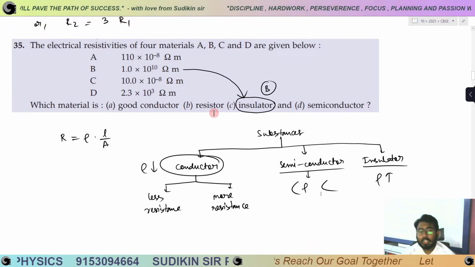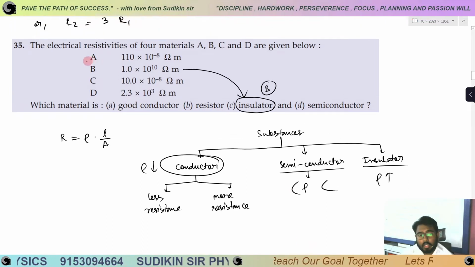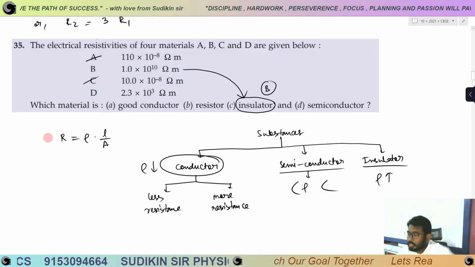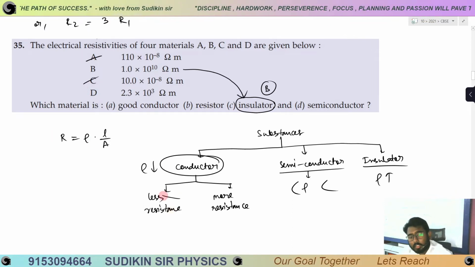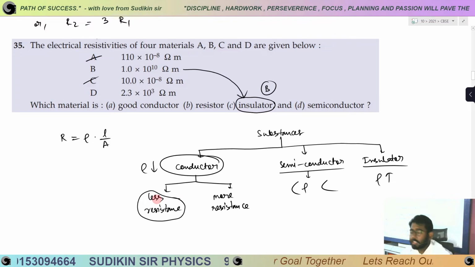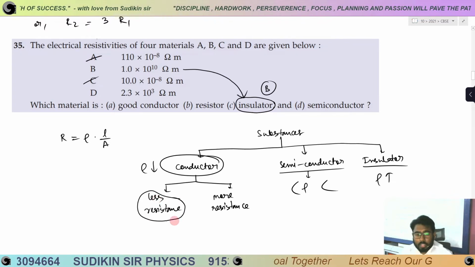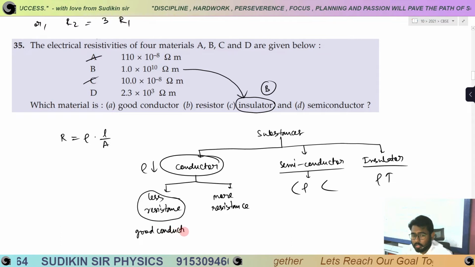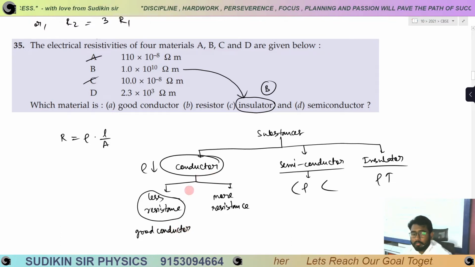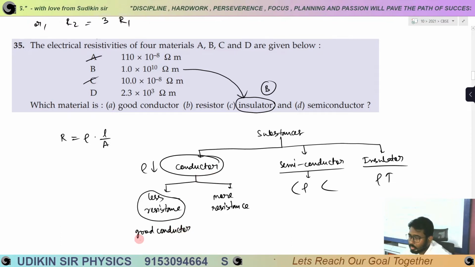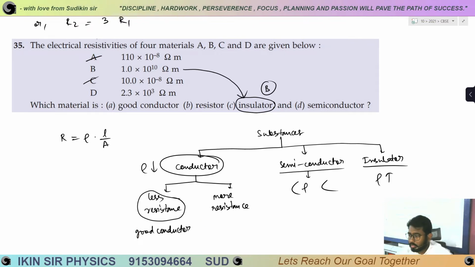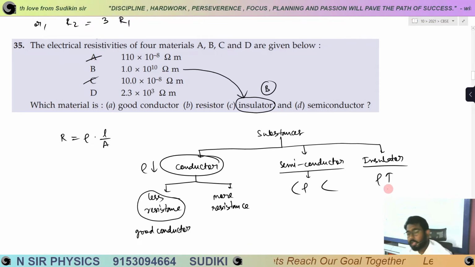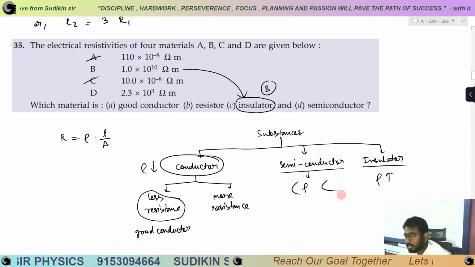So what are the minimum resistivities? See, A and C have the minimum resistivity. Now if the resistance is least, that means in this case the resistivity will be least. So that means it will be a good conductor, right? Conductor can be of two types. One is good conductor, one is conductor with more resistance, right? And then we have insulator or bad conductors that do not allow current to pass.